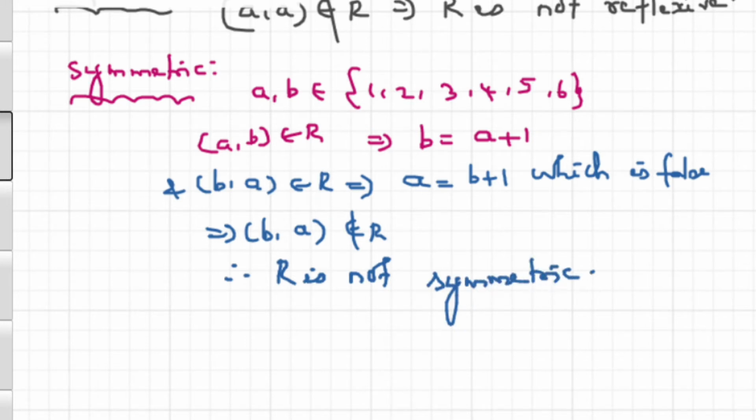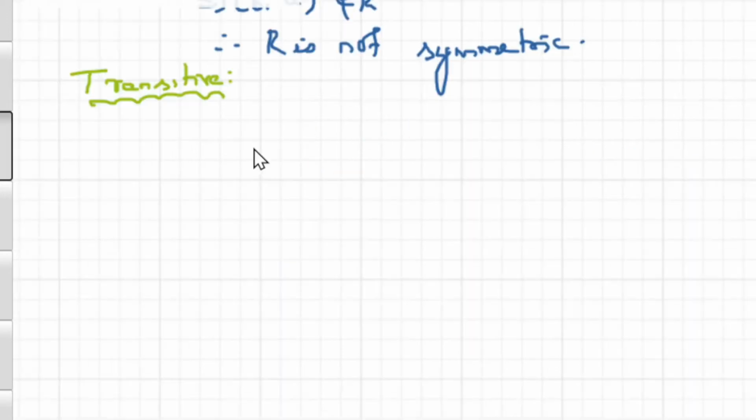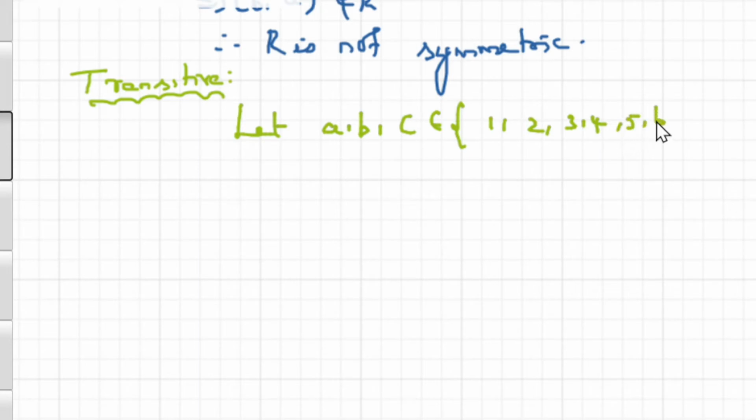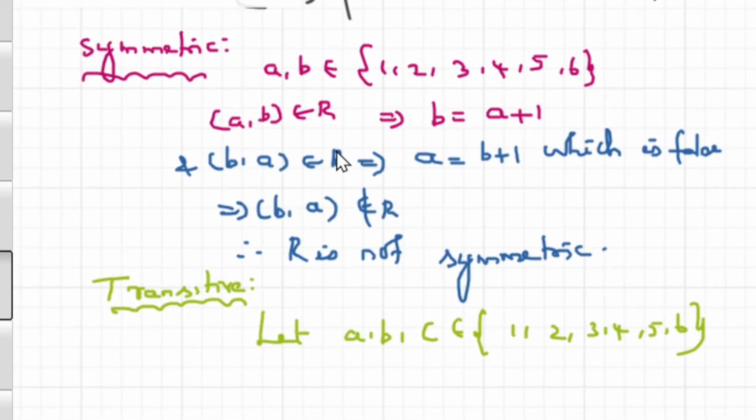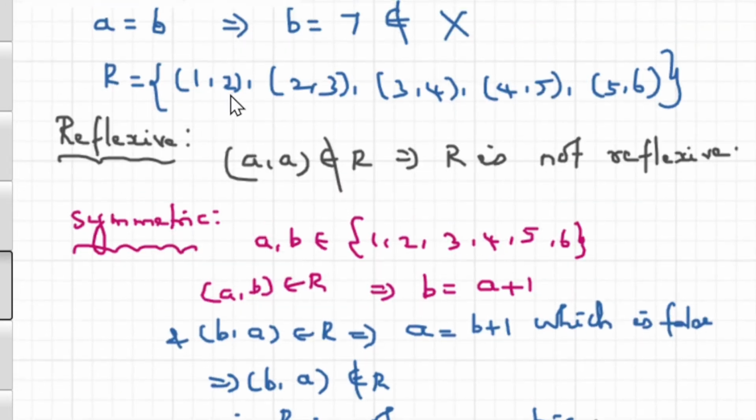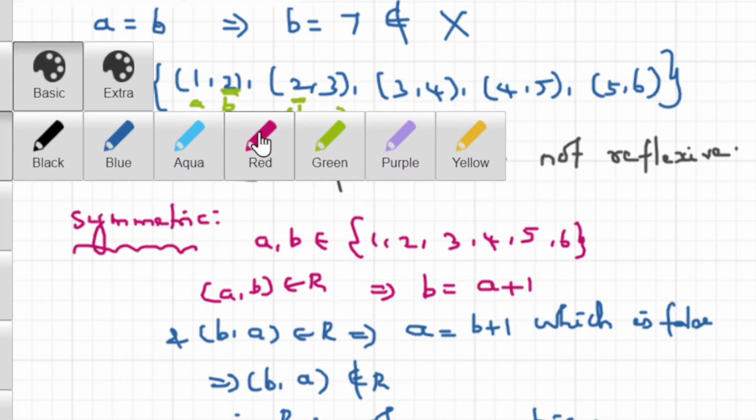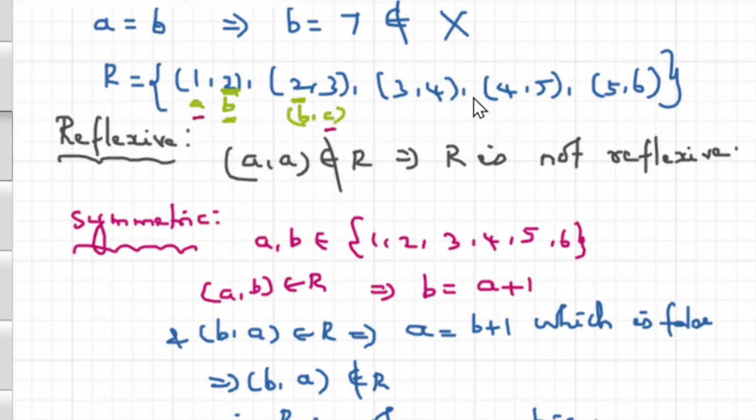And then we want to check the next one, transitive. For transitive, we have to take all the elements A, B, C which belong to 1, 2, 3, 4, 5 and 6. And from the ordered pairs it is clear: we know that A comma B belongs to this R, and B comma C also belongs to this R. But we have to check whether A comma C is in this given set.